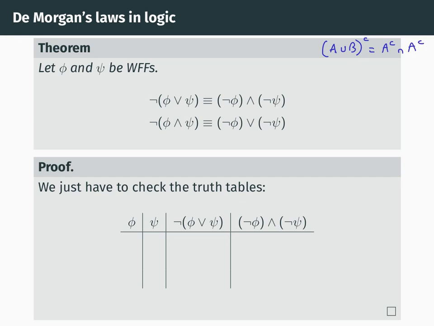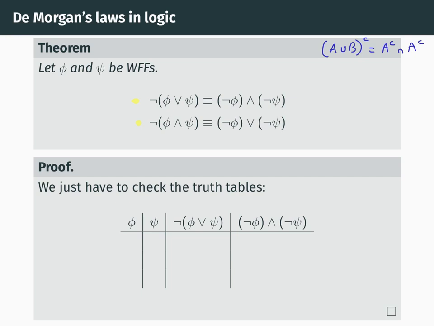So now if you take union and you make it into or, and if you take intersection and make it into and, and complement and turn it into not, then what you get is some logical laws, so logical equivalences, called De Morgan's laws in logic. And here they are. To state them formally, if you have two well-formed formulas, phi and psi, then, first of all, the negation of phi or psi is logically equivalent to the negation of phi and the negation of psi. And secondly, if you take the negation of phi and psi, then that's logically equivalent to the negation of phi or the negation of psi.